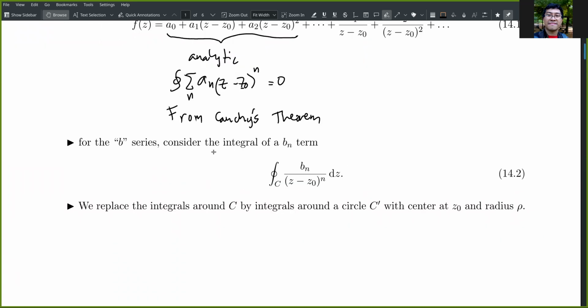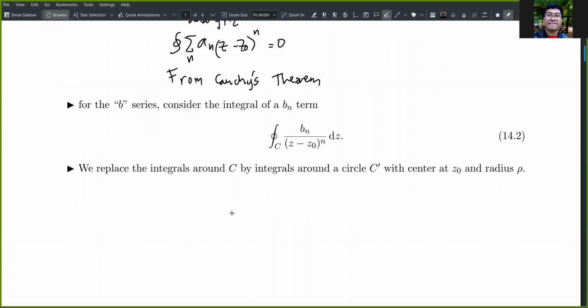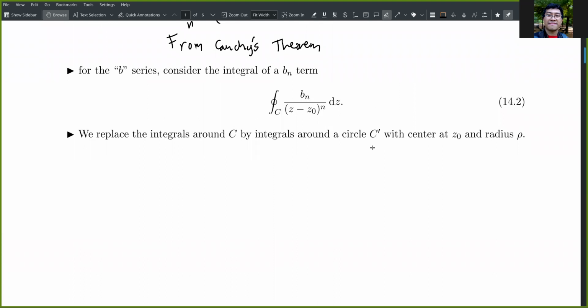For the B series, let us consider the integral of a b_n term, for any value of n. We replace the integrals around C by integrals around a circle C prime with center at z0 and radius rho. So along C prime, we set z equals z0 plus rho e^(i theta), and the derivative dz is rho i e^(i theta) d theta.